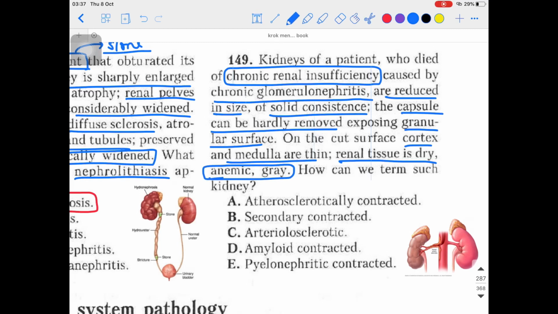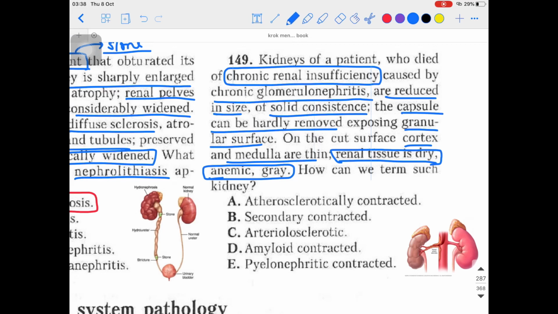Okay, so the main thing which they wrote, that is in the last line, is that the renal tissue is dry, anemic and gray. How can we term such kind of kidney? So already the patient is having the history of chronic renal insufficiency, and he was having chronic glomerulonephritis. Solid consistency was seen in the kidney. Capsule was very, very hard. What is actually happening on the autopsy, when they cut the kidney, cortex and medulla were very, very thin, renal tissue was dry, anemic and gray.